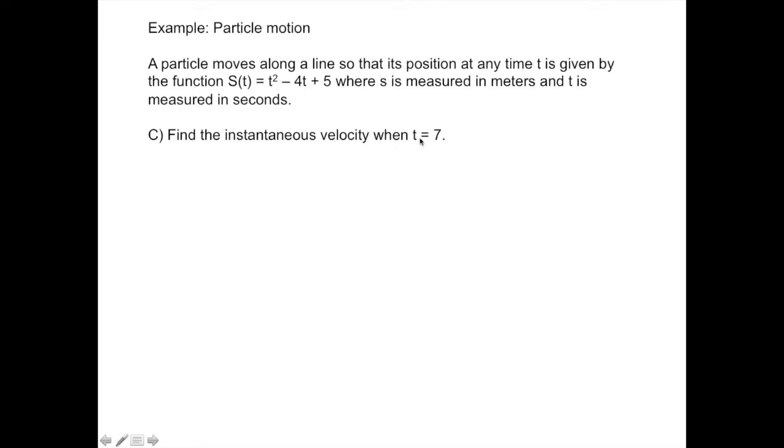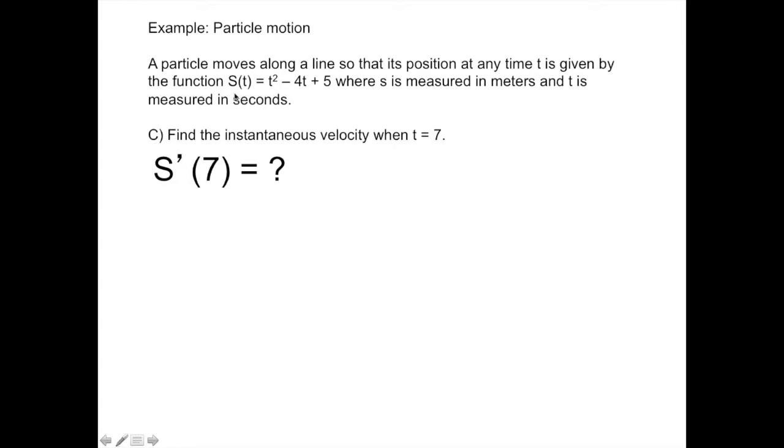That point in time is 7 seconds. So this is your calculus derivative here. Velocity is a rate, and it's the rate of change in position. So we need to take the derivative of the position equation. So that's our s prime, and we want to evaluate that when the time is 7.